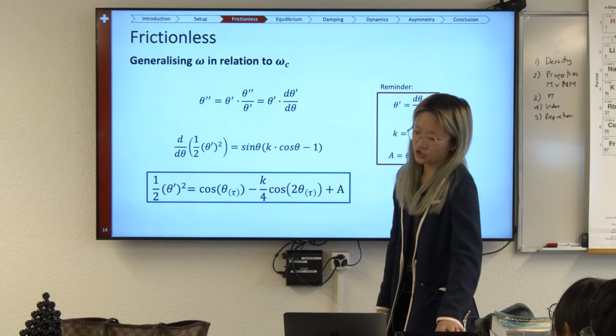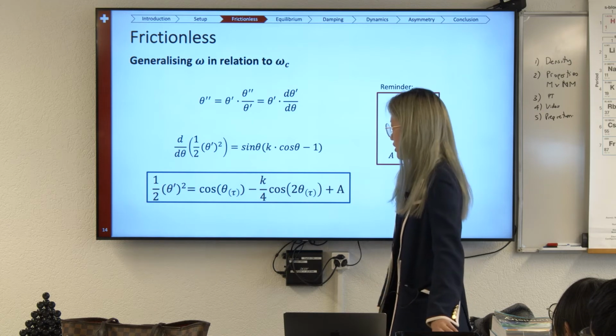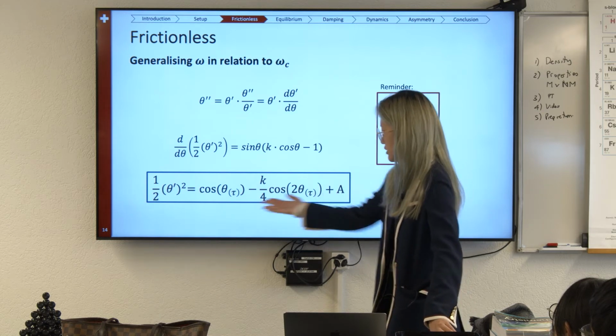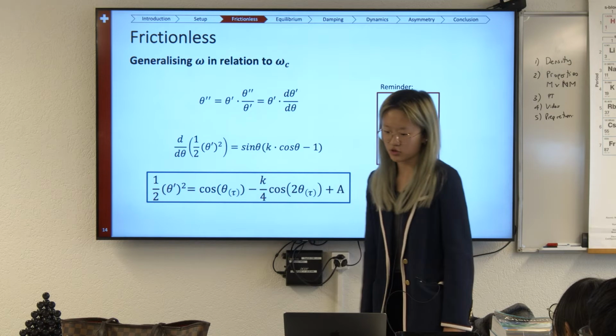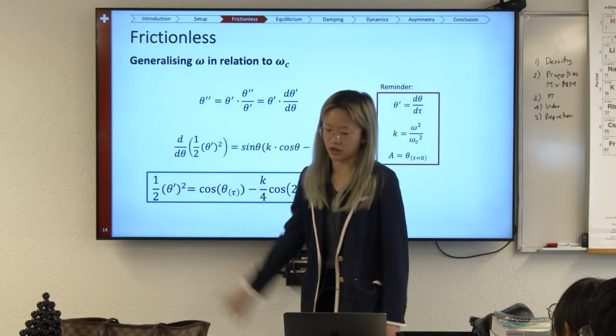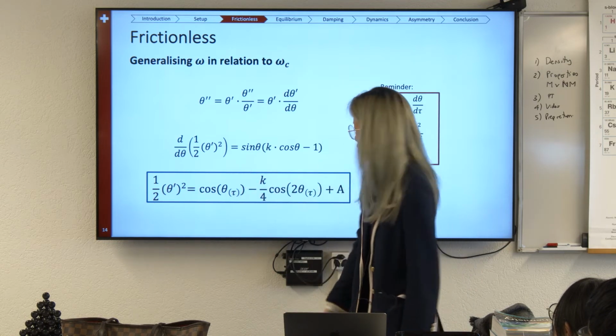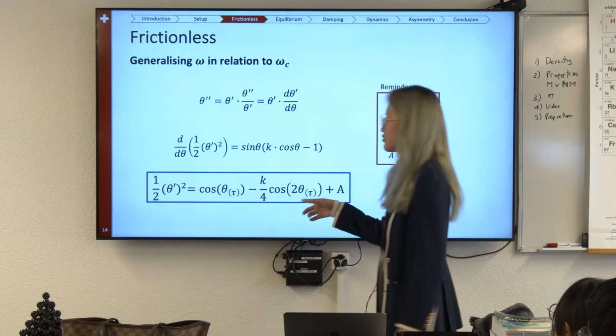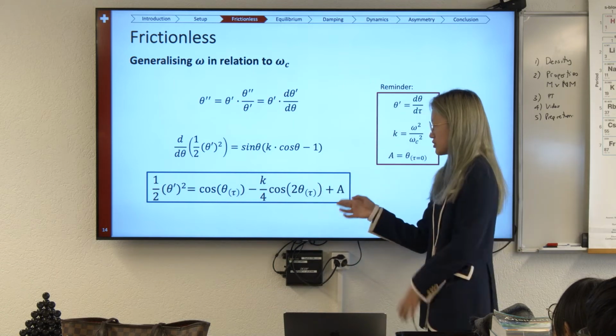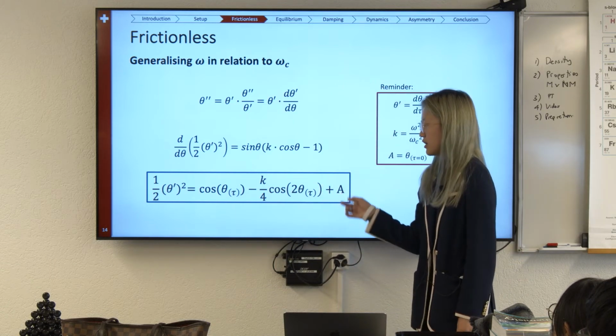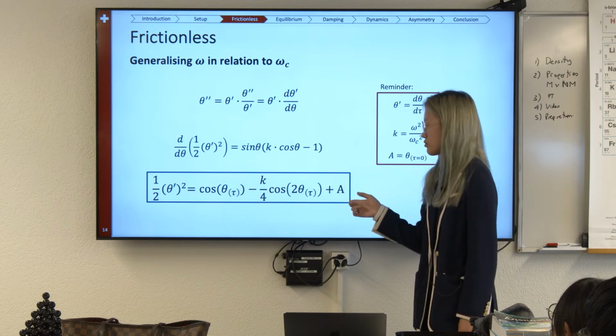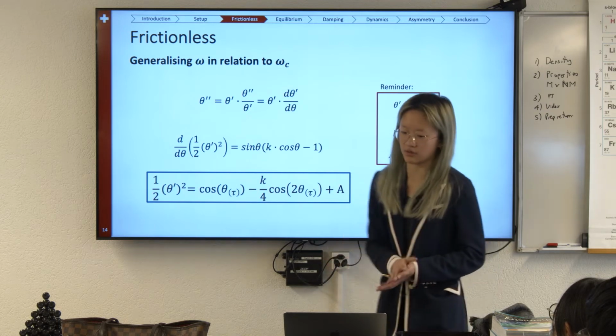And this shows the relationship between theta and theta prime, so the angle and the angular velocity. And the term A, after you study integration, you see that this is basically the C constant, so it represents the initial displacement of the bead.